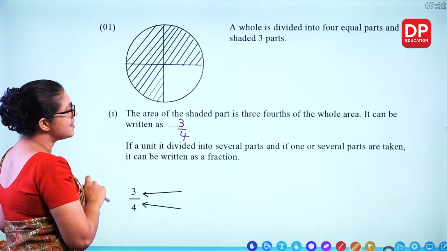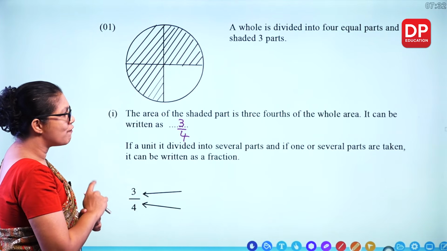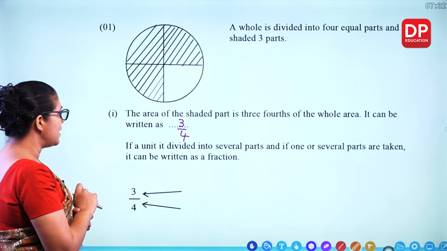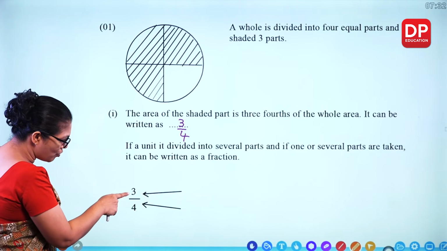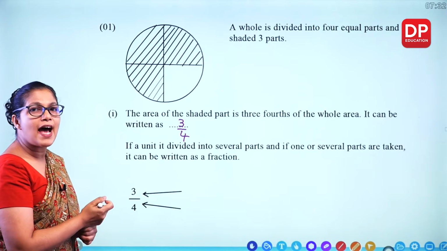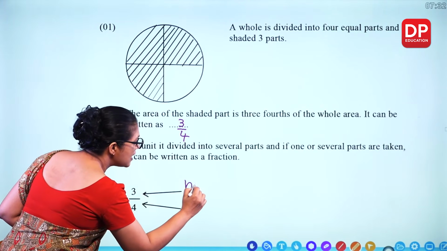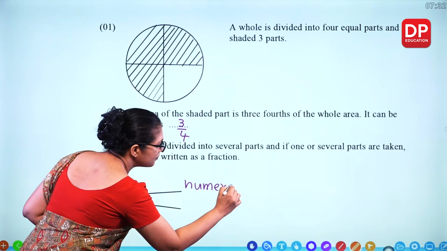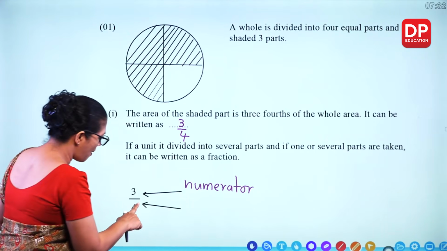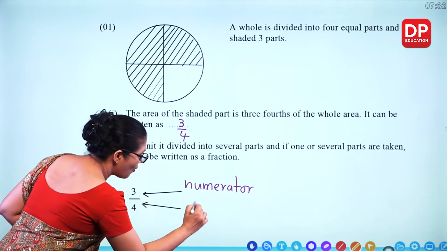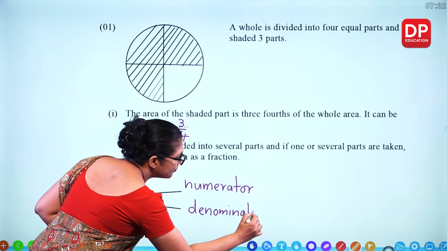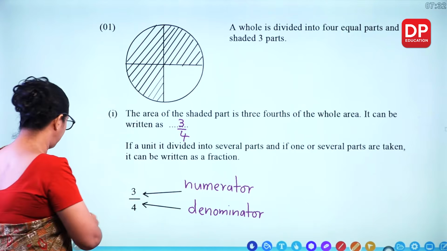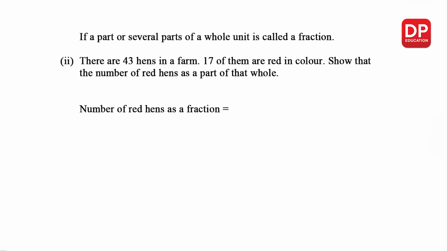If a unit is divided into several parts and if one or several parts are taken, it can be written as a fraction. So this is a fraction. What do you call the number above the line? We call it the numerator. The number below the line? Denominator. A part or several parts of a whole unit is called a fraction.